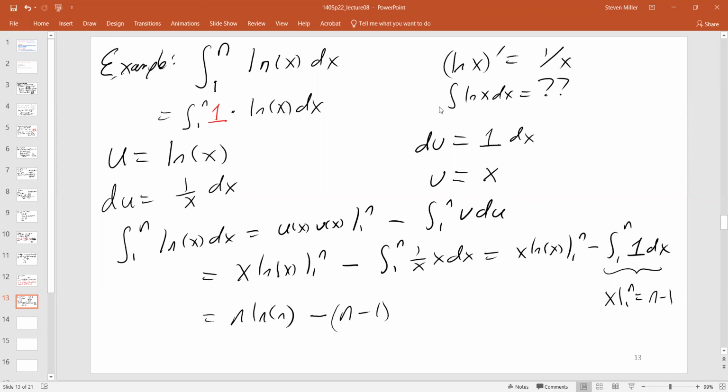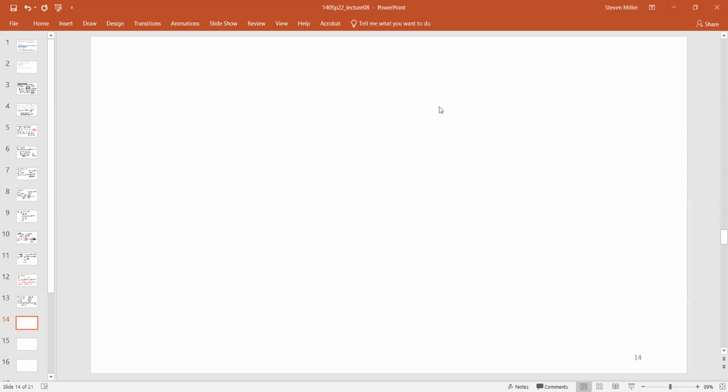So we get, on the next page, we write it. The integral from 1 to n of the natural log of x dx is equal to n natural log of n minus n plus 1. And it turns out this is one of the most important integrals to do.